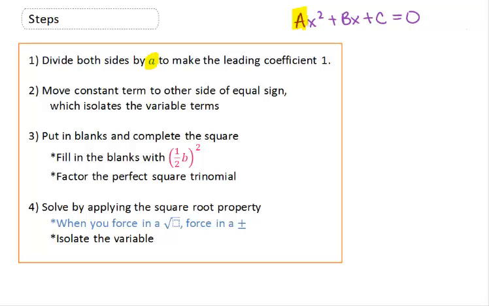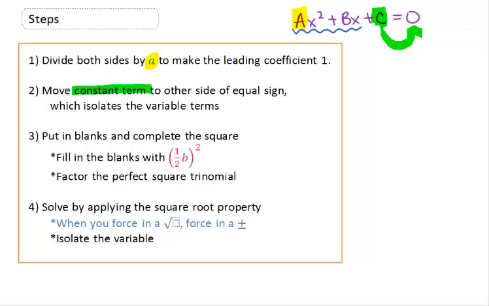In step 2, I need to move my constant term, meaning my c term, to the other side of the equation. So we would move it over here, which isolates the two variable terms. My variable terms are the ones with the variable, the x, involved. So I need to isolate those first two terms, leaving your constant on the other side.